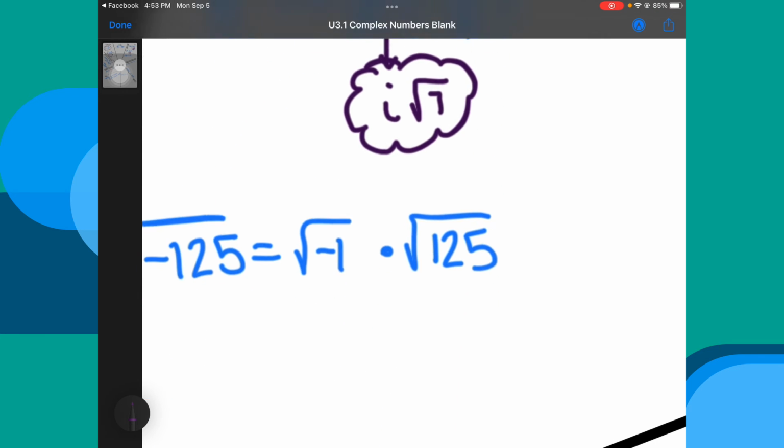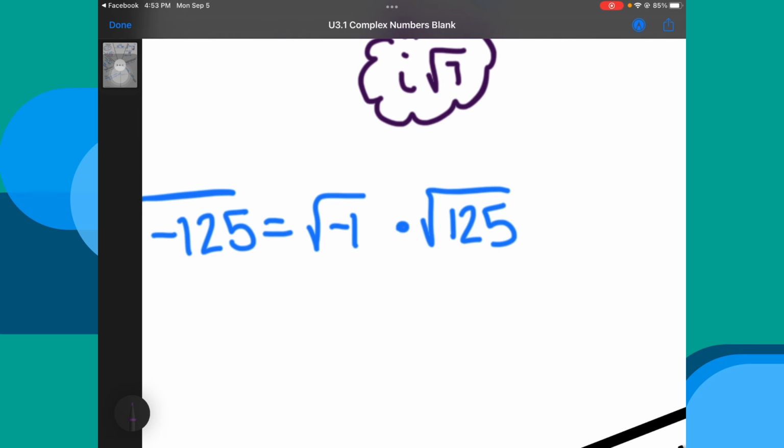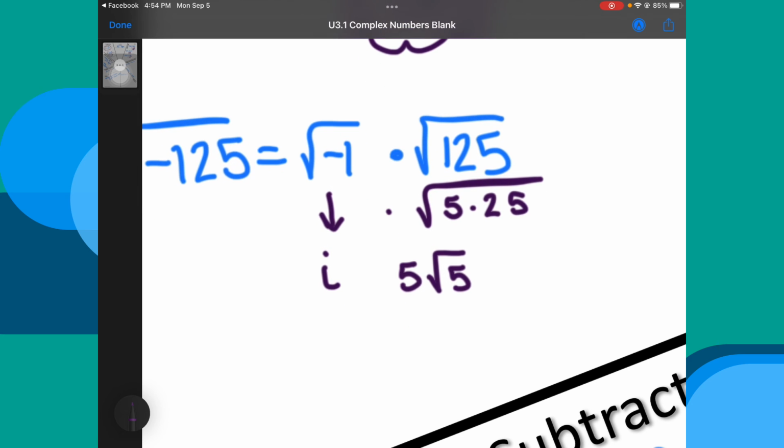And one more. If we have the square root of -125, we can pull out the -1. What's that equal to? Oh yeah, i. And we're multiplying that by the square root of 125, which is 5 times 25. The square root of 25 is 5, times the square root of 5. So that gives us 5i square root of 5.